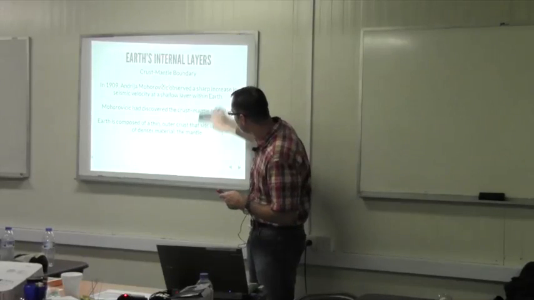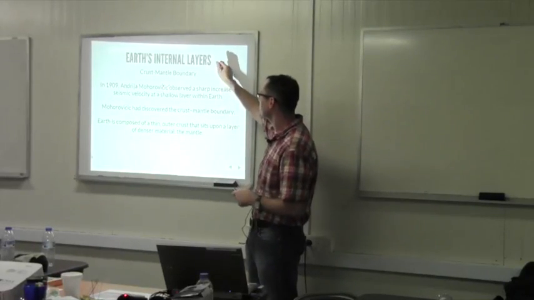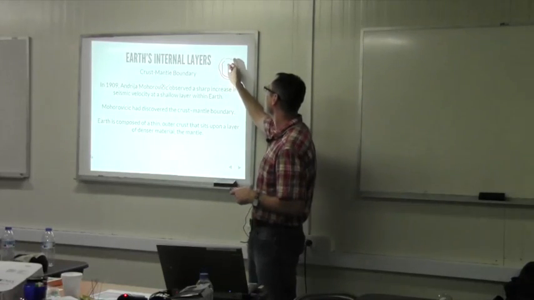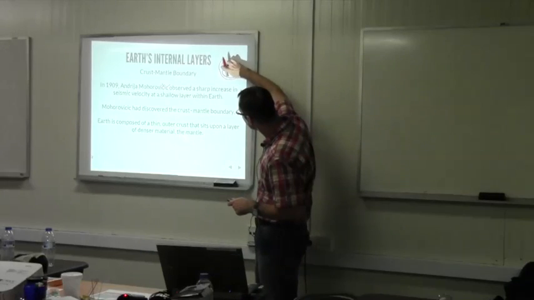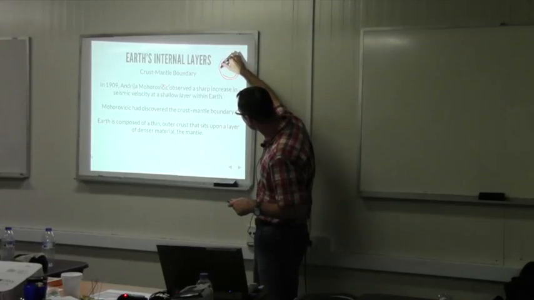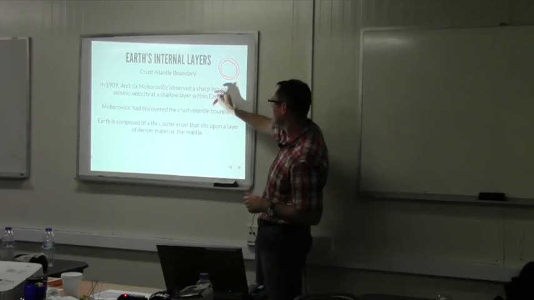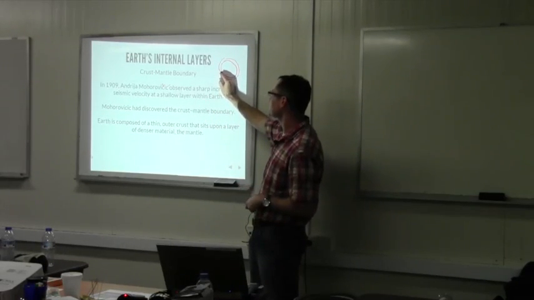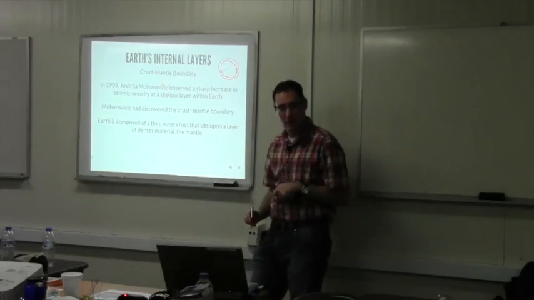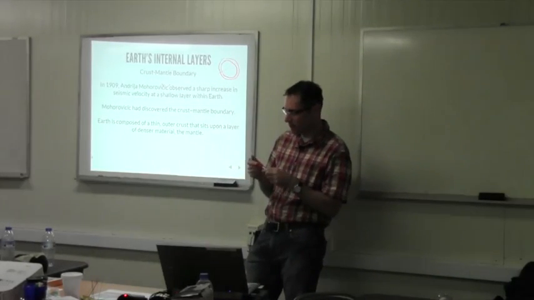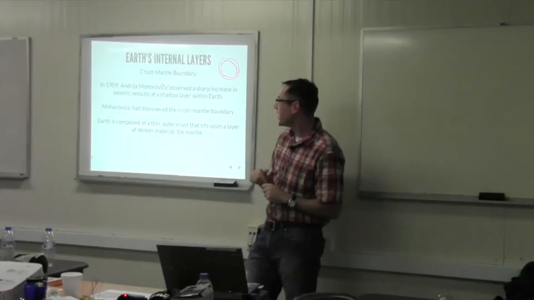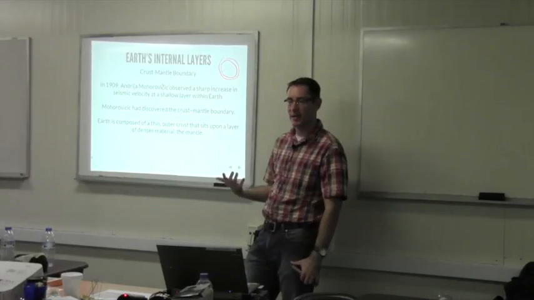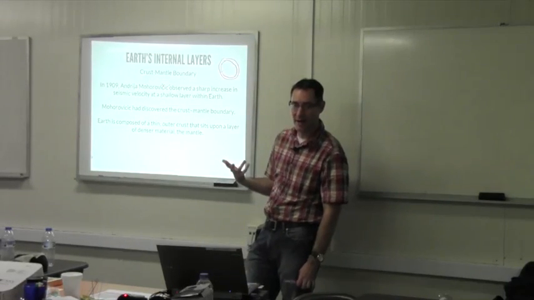So this guy did some more observations of the seismographs and noticed that at some inner layer there was an increase in velocity. The wave came through going nice and slow, and then it sped up. He noticed a different density. He said, aha, at that little point you've got to have more density, because waves go faster in a higher density material.